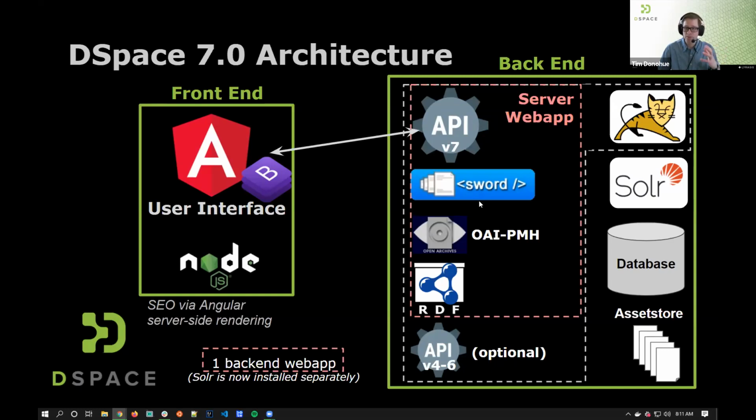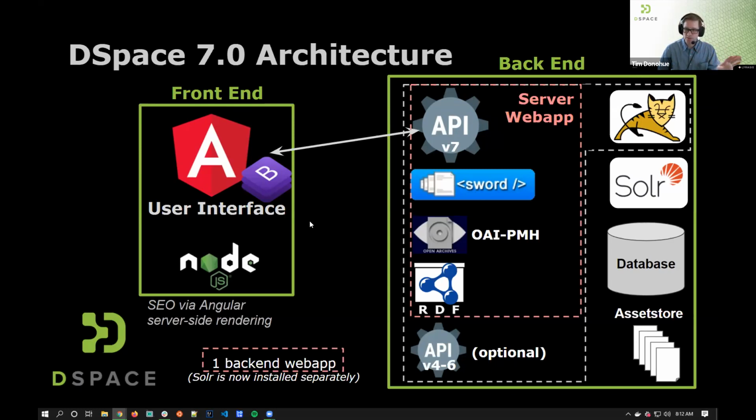But you can enable or disable the other features within that web app to allow it to speak SWORD, speak RDF if you want it. There's SWORD version 1 and 2. You can turn off the OAI PMH if you don't want that, but it's all one application now on that backend. But the same sort of database structure, same asset store back there on that backend.